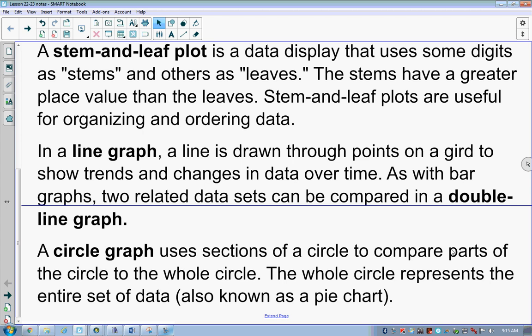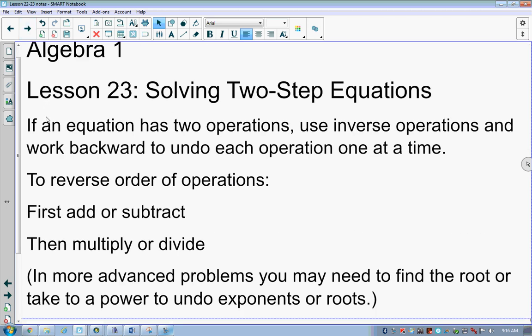Then we have a circle graph, what we also probably more commonly know as a pie chart, where we compare parts of the circle to the whole circle. The whole circle represents the entire set of data. Okay, I didn't put a whole bunch of pictures here. You guys do have stuff like that in your book, though. So pretty short and easy in terms of that stuff, which is why this is a double lesson.